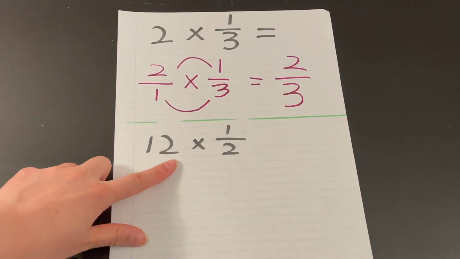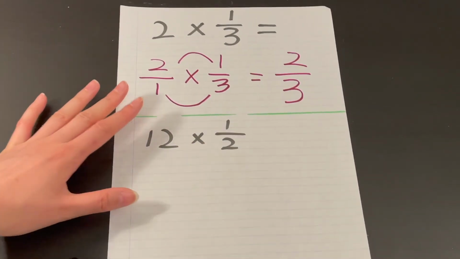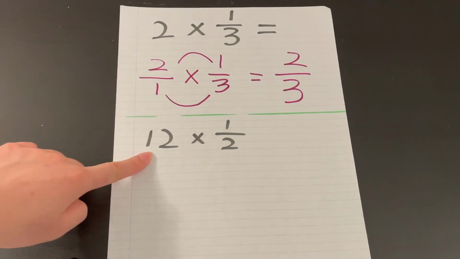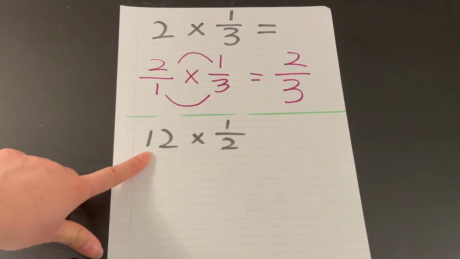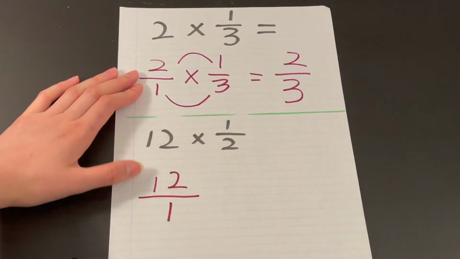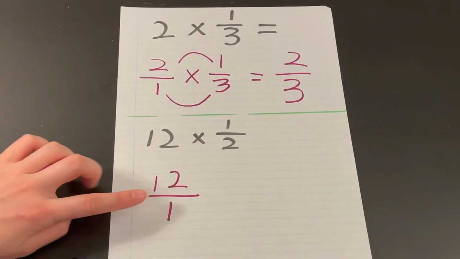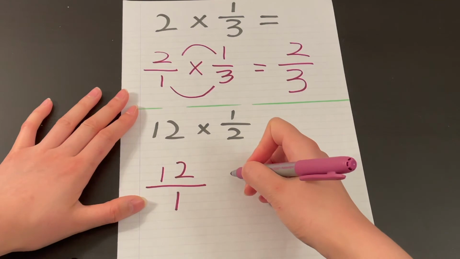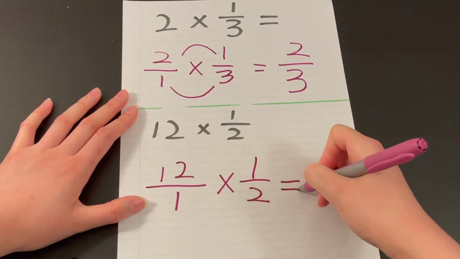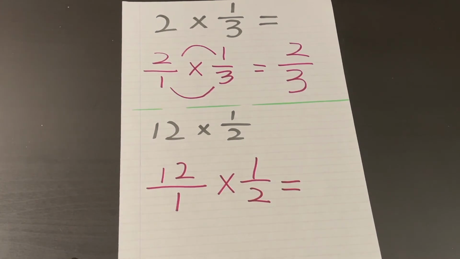12 times 1/2. When we multiply a whole number by a fraction, the first thing we need to do is take the whole number and make it into a fraction. So how can we do that? Yes, I heard the answer. We need to do 12/1. Here we go, we got a fraction here. And then we bring down the next fraction, which is 1/2. Okay, what's the next step?